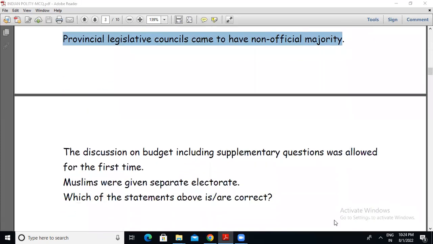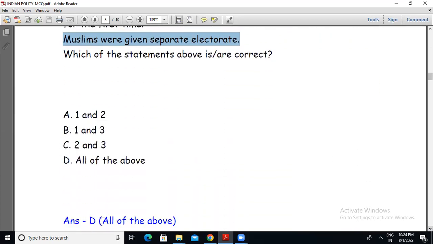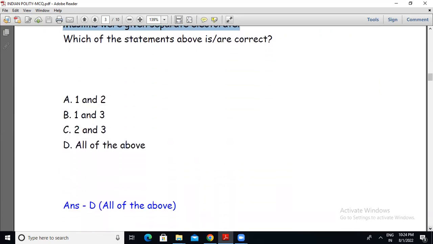Second, the discussion on the budget, including supplementary questions, was allowed for the first time. Third, Muslims were given a separate electorate. Now you need to tell which of these three statements are correct. Go to the options. The answer will be that all the statements are correct.